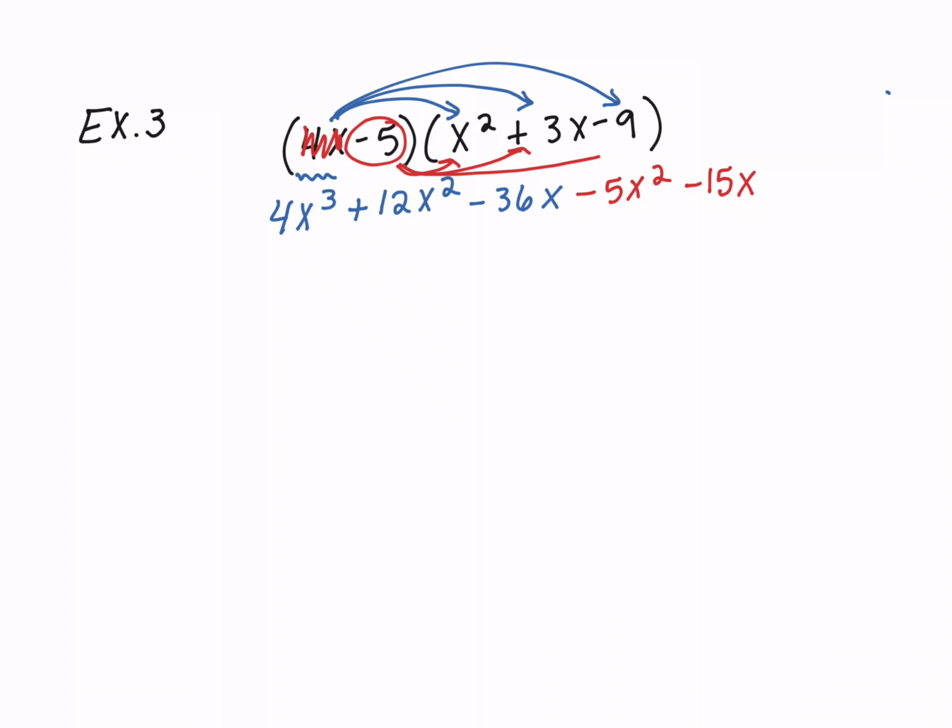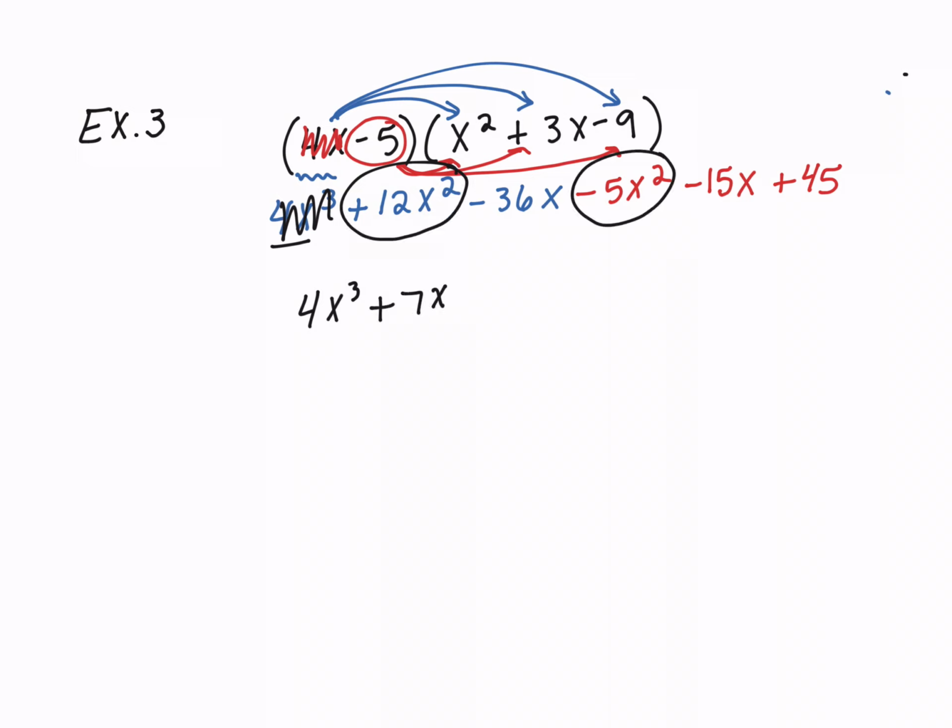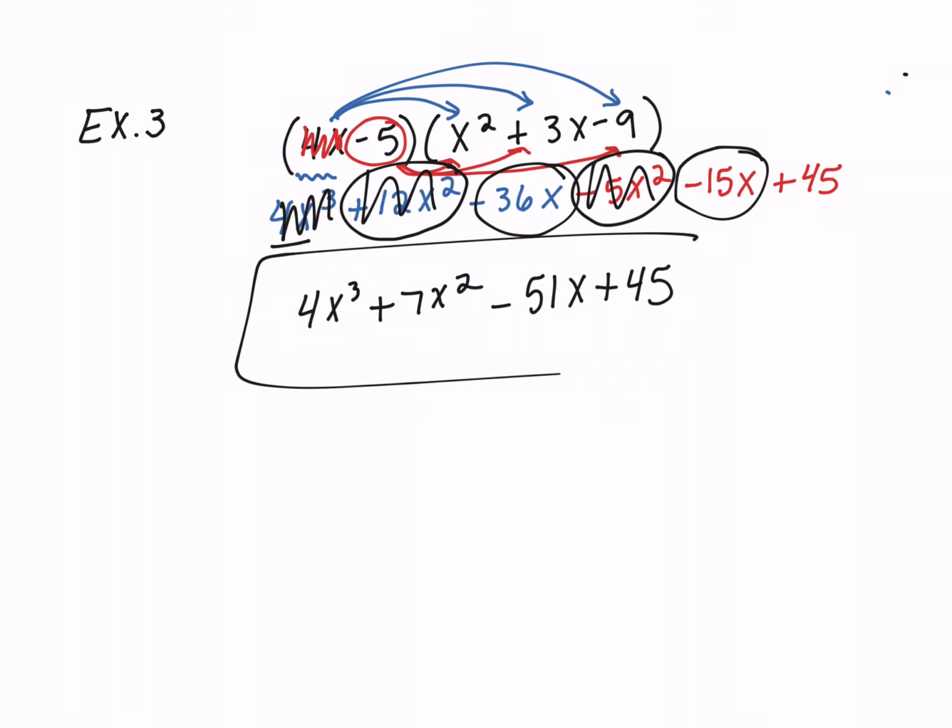Now with these longer problems, it's even more important that you're careful about having the right exponents and having all the signs right, because when you go to combine everything, if one little exponent is wrong, your whole answer will be completely thrown off. So now to finish this problem, I'm just going to go through and combine like terms. 4x to the third, that is just by itself. I have 12x squared and negative 5x squared, so I have a plus 7x squared. Negative 36x and minus 15x would be minus 51x. And then I have plus 45 at the end. That would be your final answer.